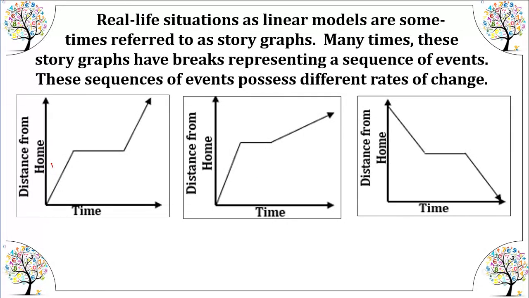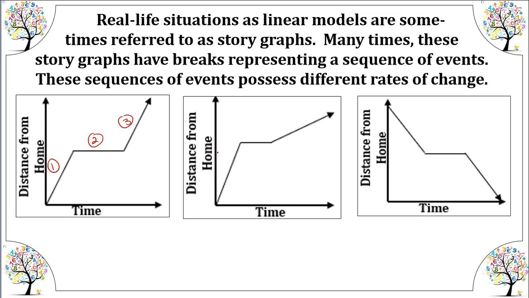In our first graph, the first interval, this individual is going away from home. Then in the second interval, this individual is the same distance away from home, but time is going by, so they must be taking a break. And then they pick back up and continue moving away from their home. Notice that interval 1 and interval 3 seem to have the same constant rate of change.